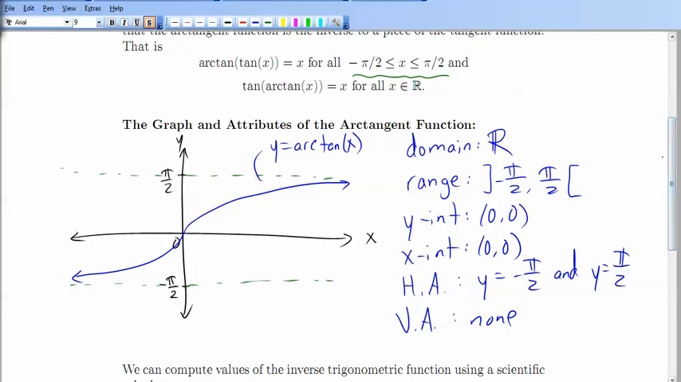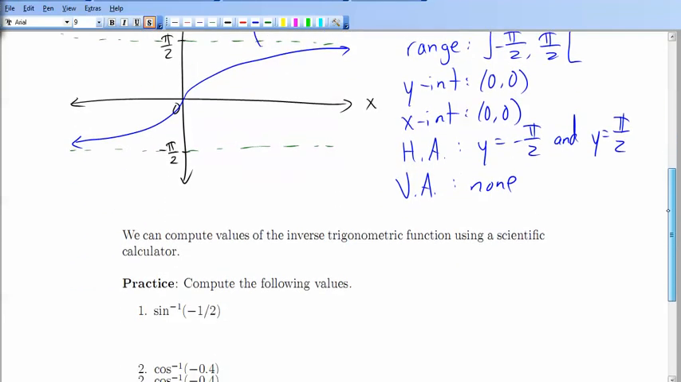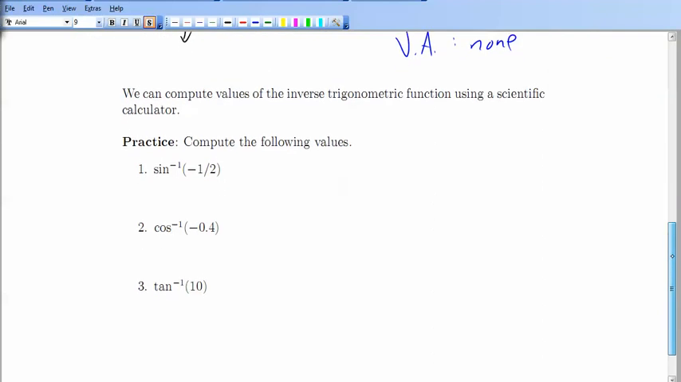Now, why are we talking about these inverse trig functions if I don't expect you to memorize the graphs? Well, we need to calculate inverse trig function values. Okay? So, if I take the sine inverse of -1/2, well, if I look to the arc sine of -1/2, it's the same as sine inverse, they mean the same thing.